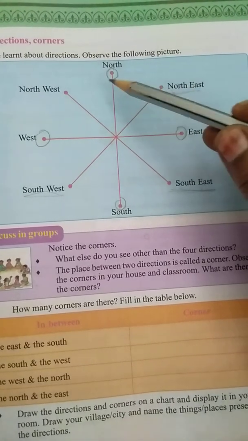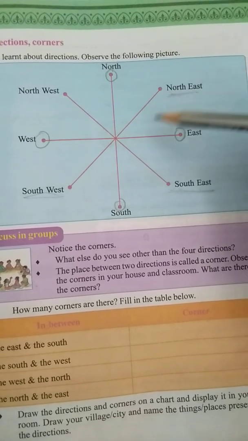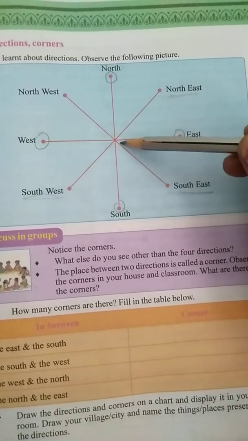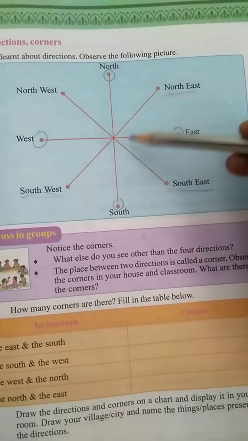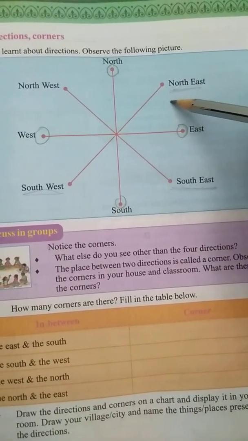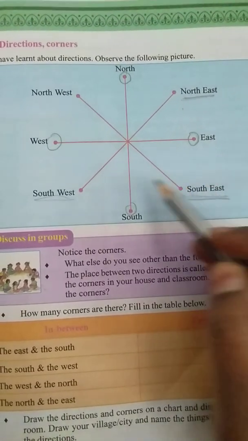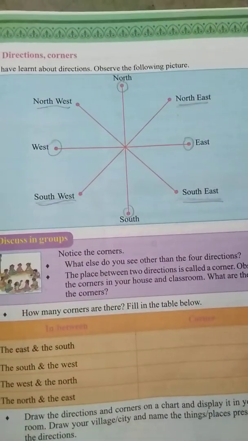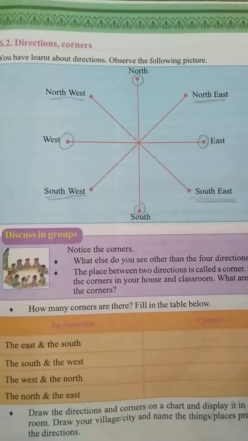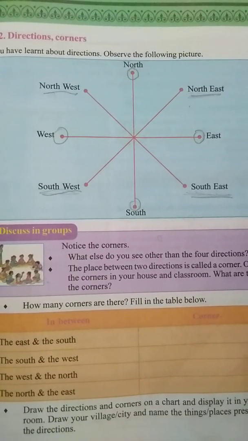These four are the main directions, and the corners which are given in between these four directions are called the corners. They also have names. What are they? Northeast, southeast, southwest and northwest. We can call them corners or sub-directions also. Now, all understood?